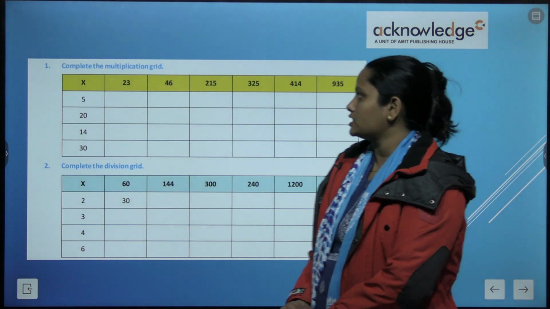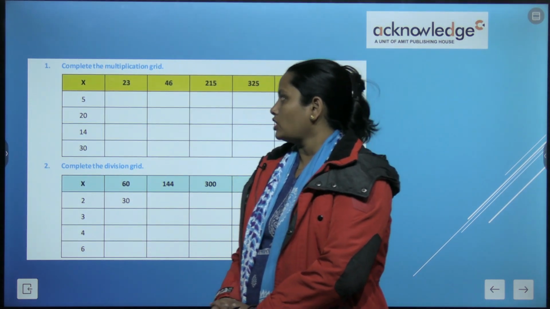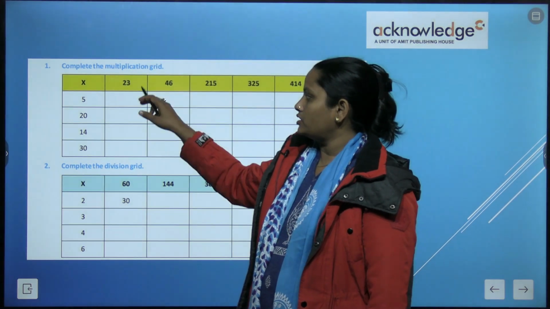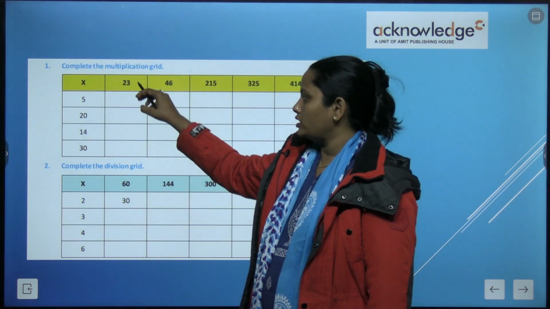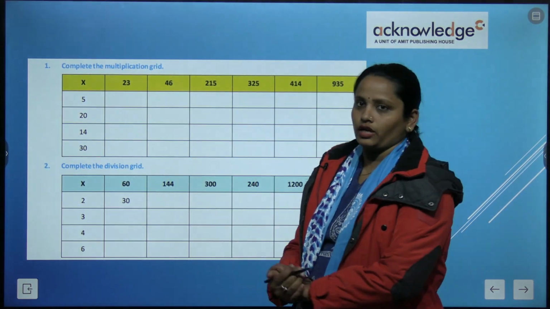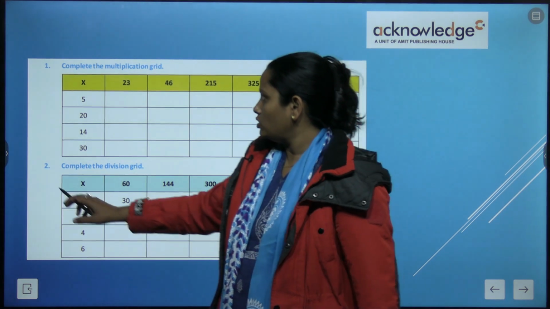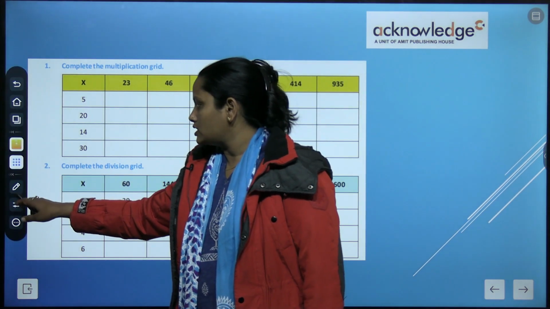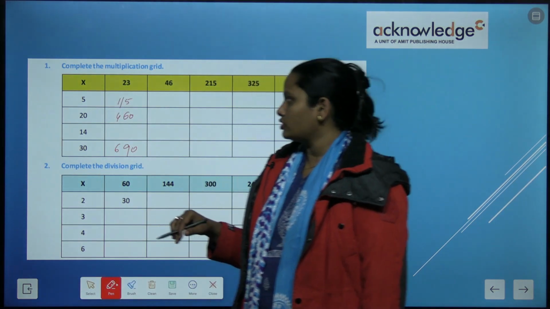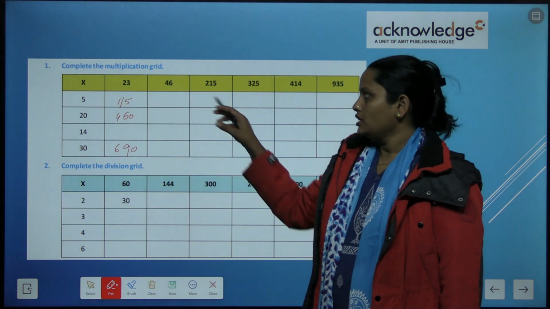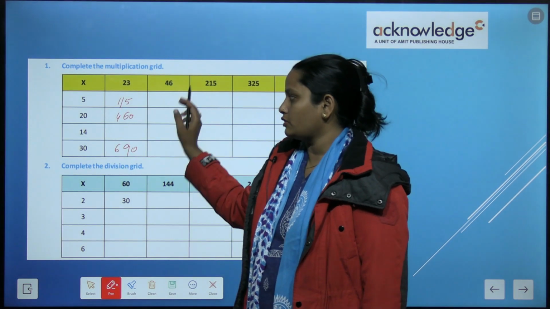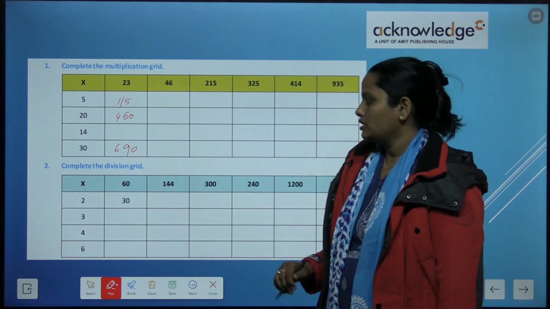Here you have to complete this multiplication grid. So you have to multiply 23 with 5 and write down the answer. Similarly, 23 by 20 and write down the answer. 23 by 14 and write down the answer. And 23 by 30 and you have to write down the answer. So like this, you have to complete this multiplication grid. Similarly, 46 by 5, 46 by 20, 46 by 14, 46 by 30.